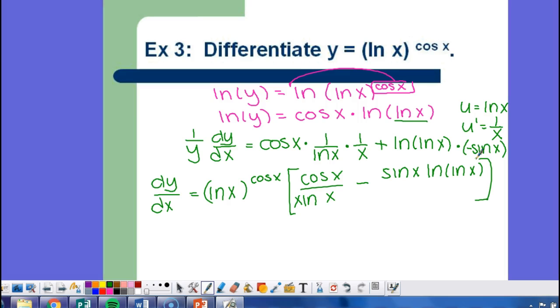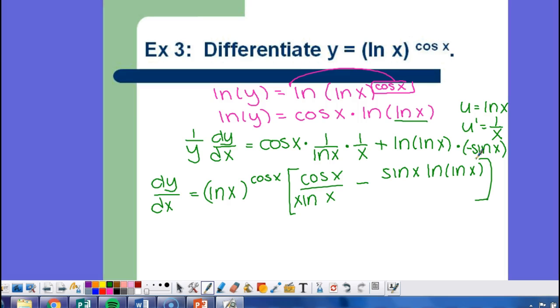So what I did was I turned the inside function to u. I used the natural log of u rule, which is 1 over u times u prime. There's my u and my u prime. And where's the inner point? Right there. The derivative of this is that. So the derivative of the inside is this.